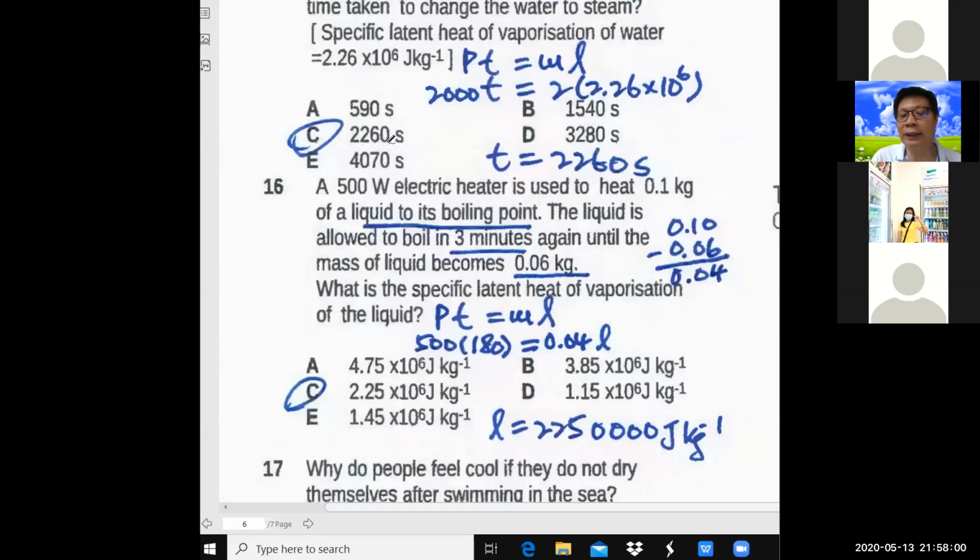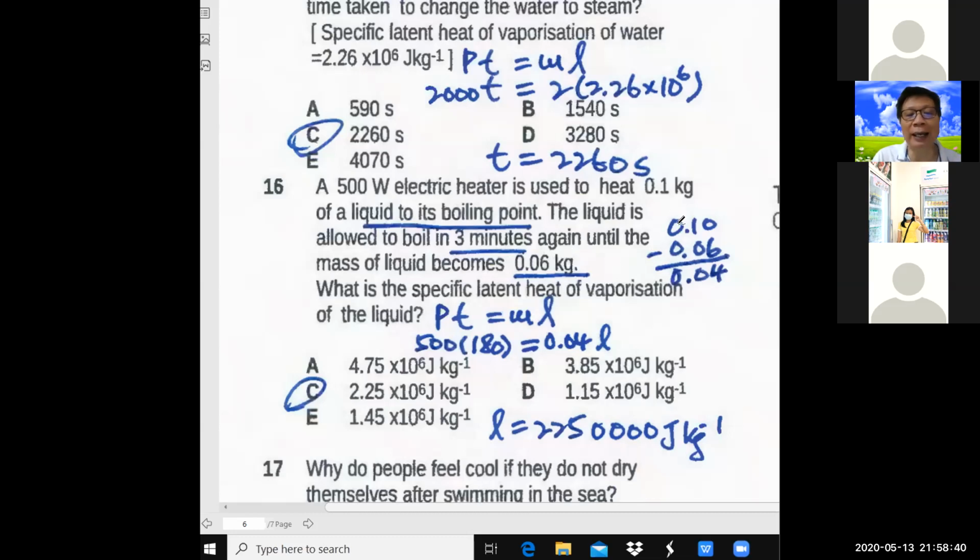Ready or not? Okay, number 16. A 500 watt electric heater is used to heat 0.1 kilogram of liquid to its boiling point. So you heat up the liquid to boiling point, then the liquid is allowed to boil for 3 minutes. So this 3 minutes is already boiling, okay? So no change in temperature until the mass of liquid becomes 0.06, meaning it becomes less already, just now 0.1. After you boil it for 3 minutes, it becomes 0.06.